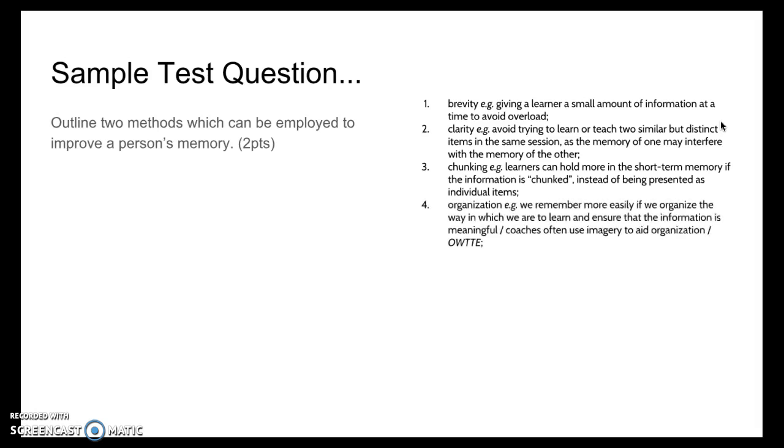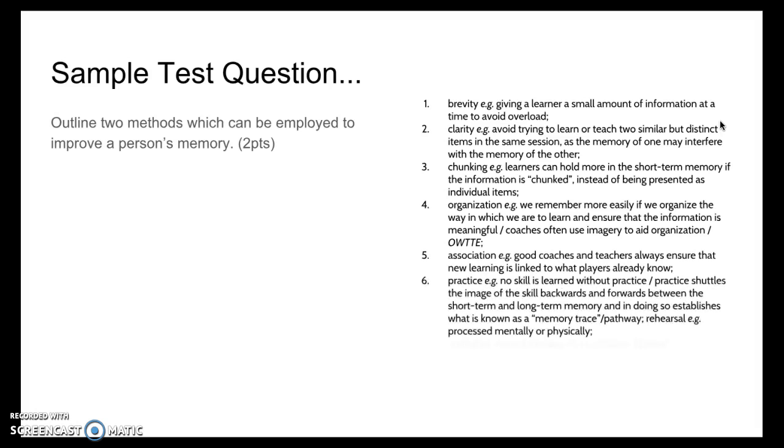We could look at organization, where we remember more easily if we organize the information in a way in which we are going to learn it, or ensure the information is meaningful, using a lot of imagery in this particular case. OWTTE means or words to that effect. The use of association, practice, coding. Each one of these would be worth a point for you.